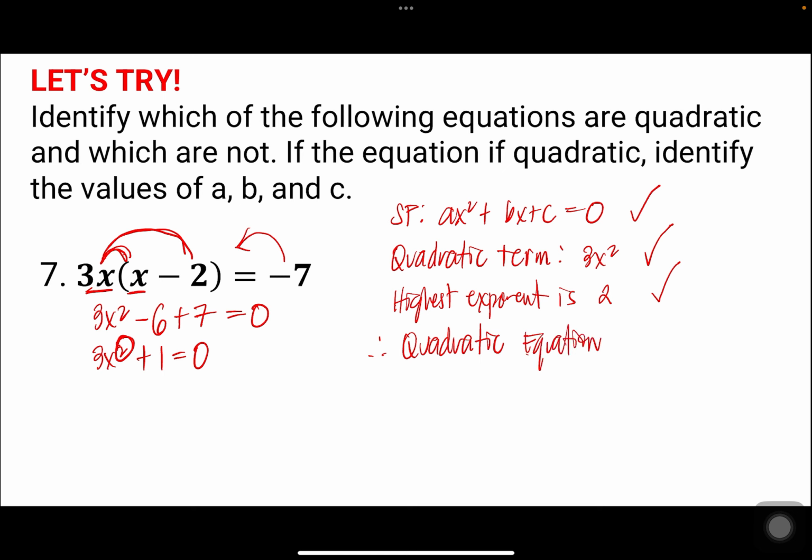And, what are the values of A, B, and C? Si A po ay 3 kasi yun po yung kasama ng x squared. And si B, diba, wala namang x lang dyan, kaya 0 po yan. At si C ay si 1.